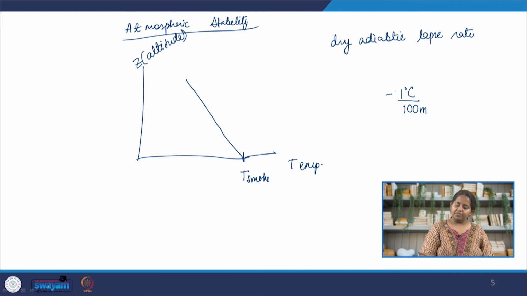So for every, this is, let's call it, right, for every 100 meter that the smoke parcel rises, it loses 1 degree Celsius heat temperature. Now let's look at our environment.